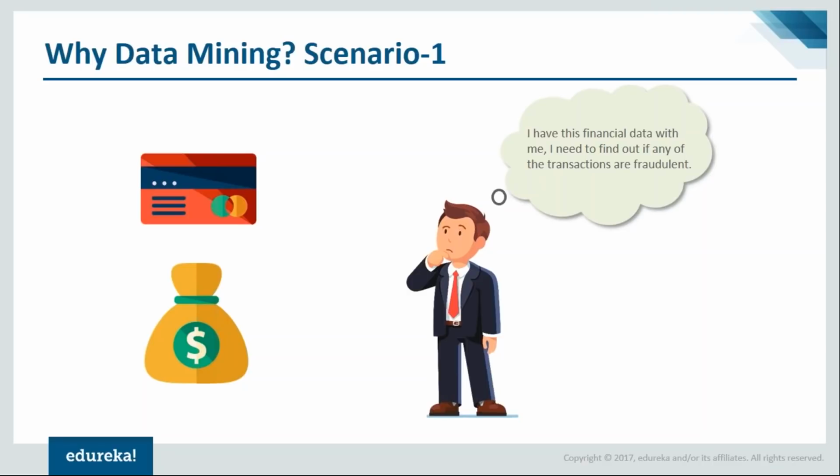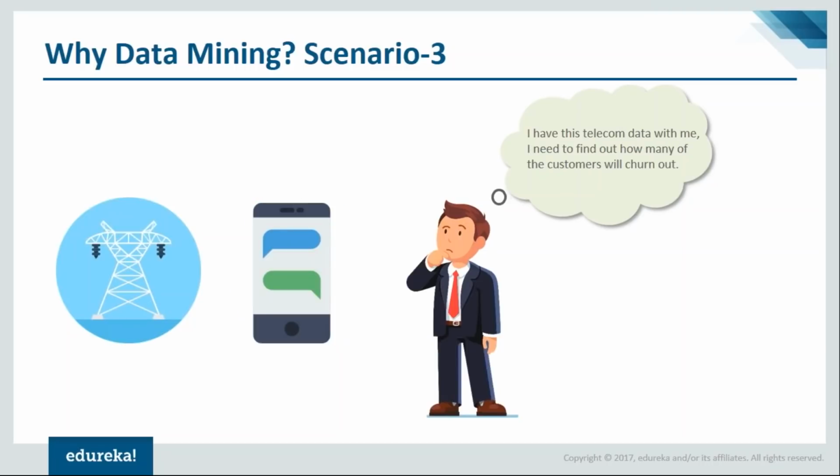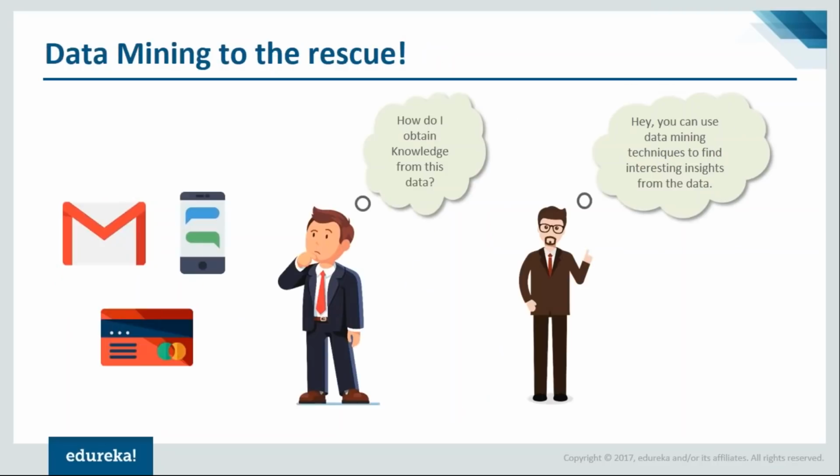This is John, and he comes across financial data, and he's trying to understand how many of these financial transactions are fraudulent. Now John stumbles upon the email data and he's trying to figure out how many of the mails are spam. John notices telecom data and he wants to find out how many of the customers will churn out. John does have the data with him. How does he obtain information from it?